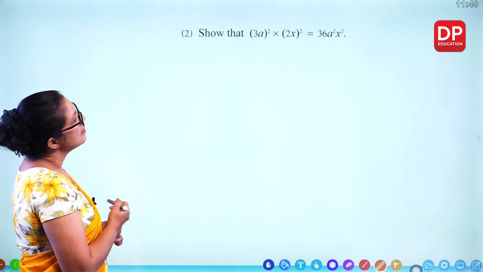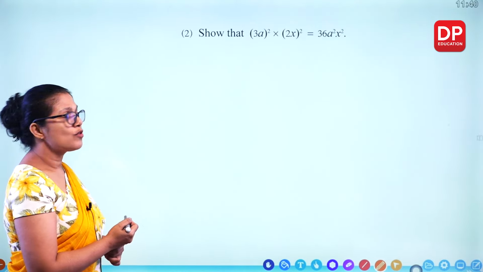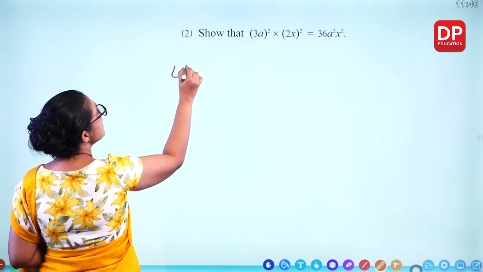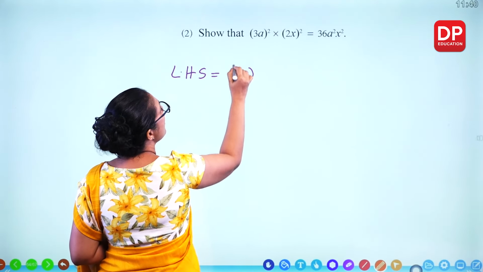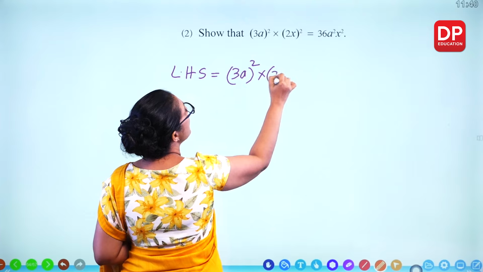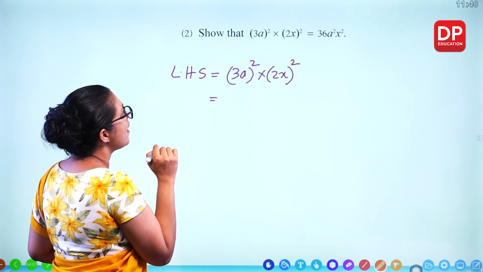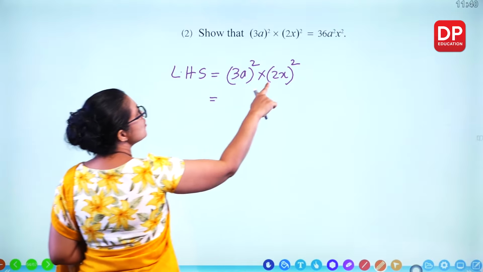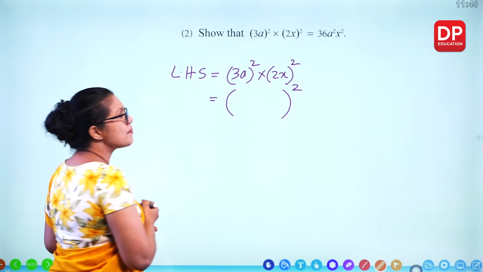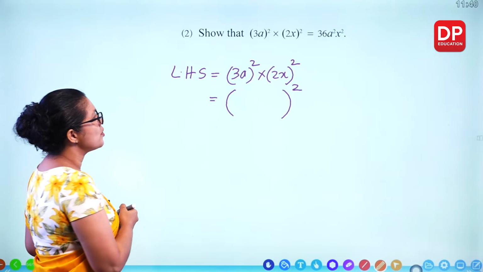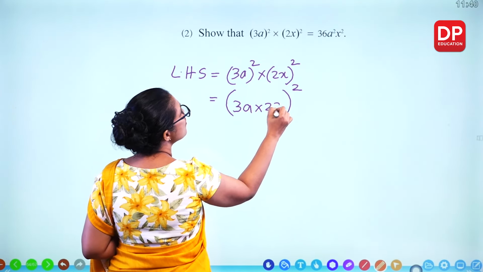Show that this one is equal to 36a squared x squared. So we'll take the left hand side: (3a) squared and (2x) squared. What is (3a) squared and (2x) squared? I can take it as power 2 because power 2 is common. Inside I can write 3a and 2x.